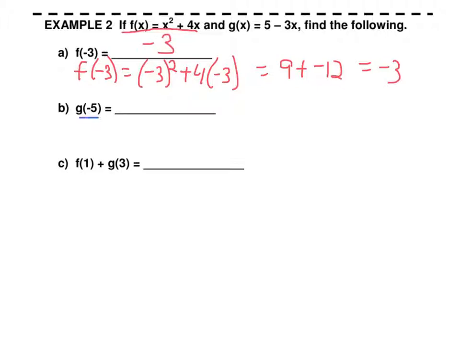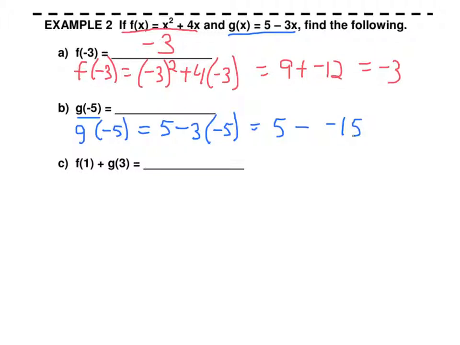For g of -5, I'm going to use this function because it has the g. So I take and I replace the x with -5. So this would be 5 minus 3 times -5. And when I work that out, I get 5 minus a -15, which is 5 plus 15, and so I get 20. So g of -5 would be equal to 20.